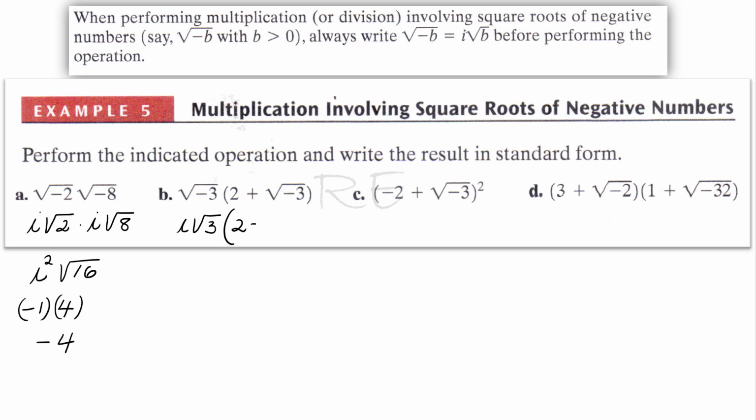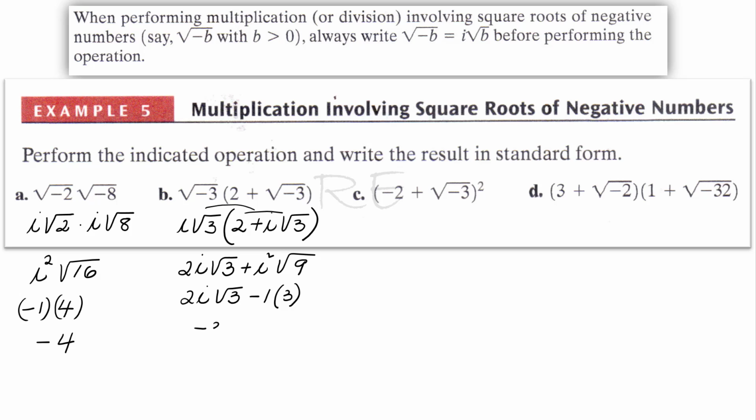Square root of negative 3 is i square root of 3, times 2 plus square root of negative 3, i square root of 3. i square root of 3 times 2 is 2i square root of 3. i square root of 3 times i square root of 3 is i squared square root of 9, 3 times 3. So 2i square root of 3 plus i squared, which is negative 1, so minus 1. And square root of 9 is 3.